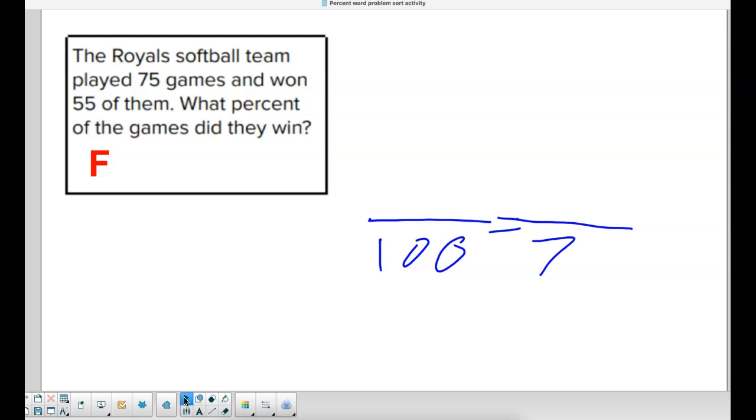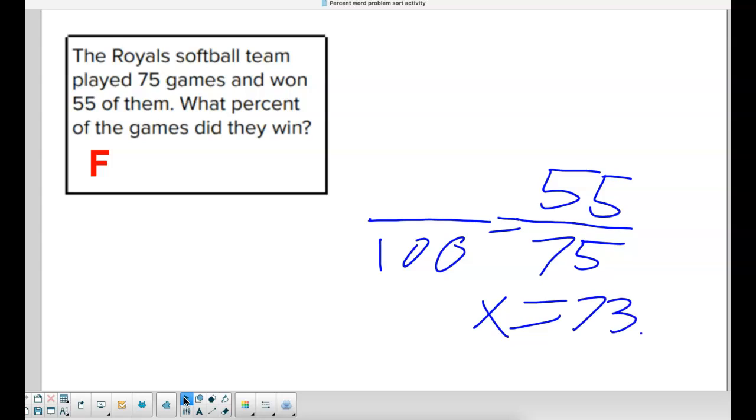75 goes on the bottom because that's what we played. And 55 goes up here. And then you multiply and divide and get. Perfect. So the percent of the games they won was 73.3%.